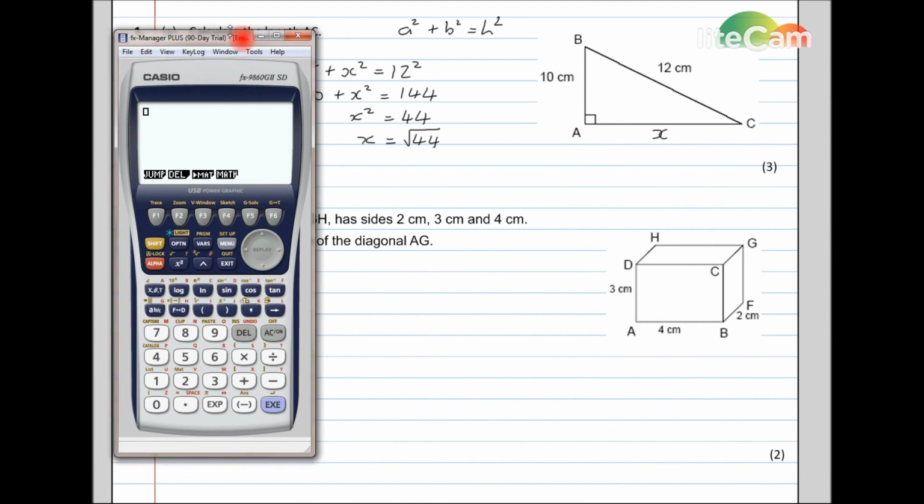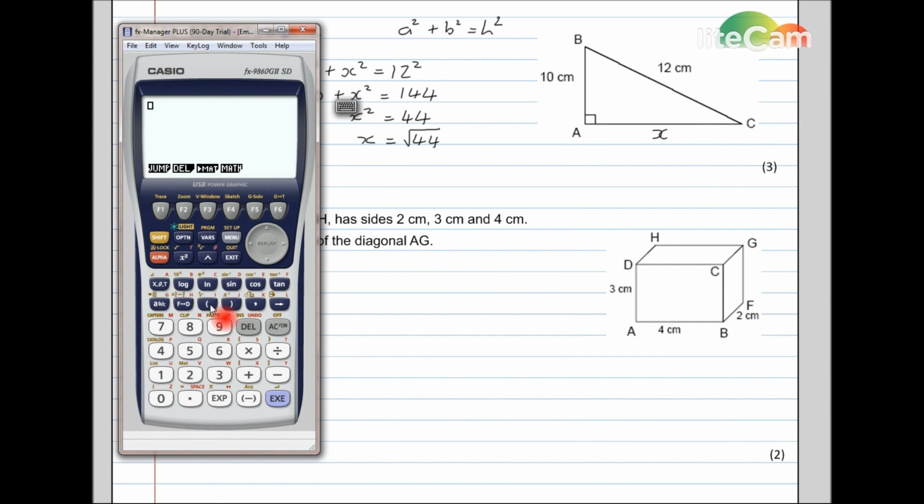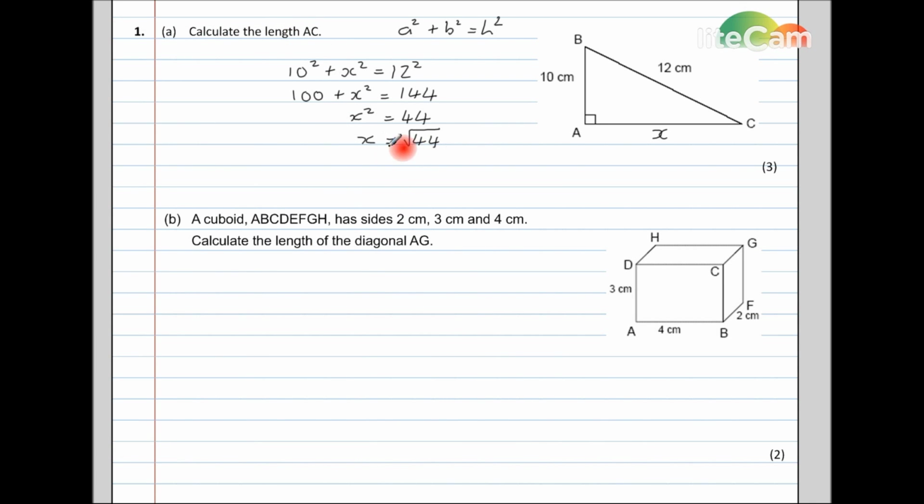So if we put that into our calculator, we're going to do square root 44. If we press the fraction to decimal button, we get 6.63 if we do it to three significant figures. The units are centimetres, and we'll say how accurate we've been.